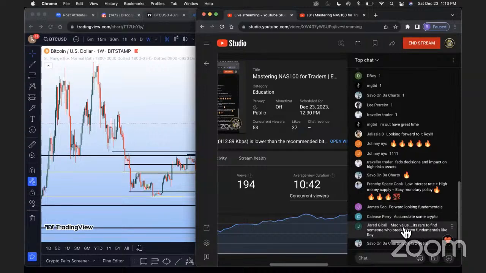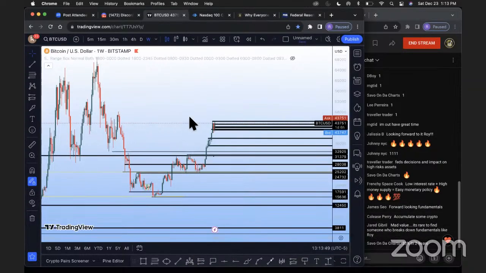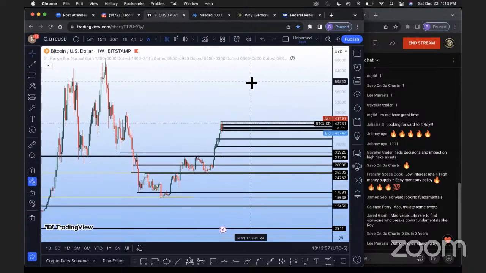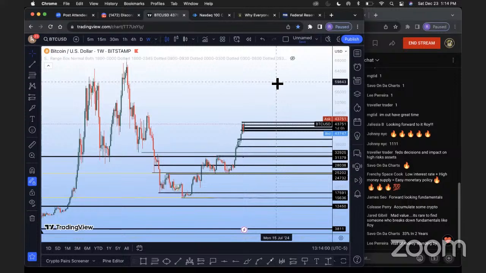Accumulate some crypto. I love to see it. Mad value. It's rare to find someone who breaks down fundamentals like Roy. Jared, I really appreciate that. Thank you, brother. 33% in 2 years. So 30% of the total money supply was printed in the last year and a half. That's disgusting. And it's a great takeaway, Sabo.